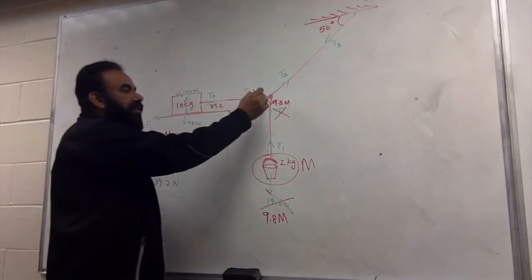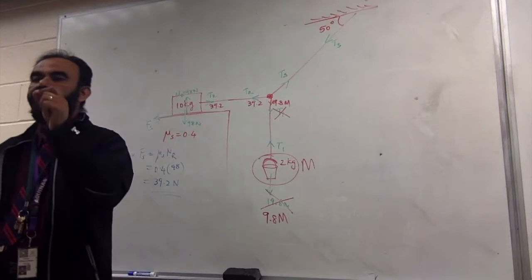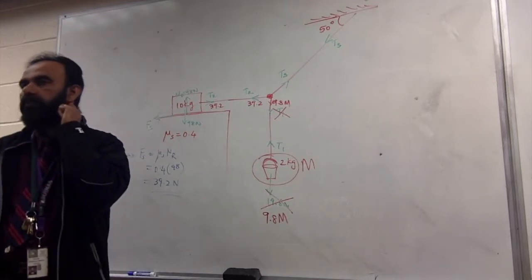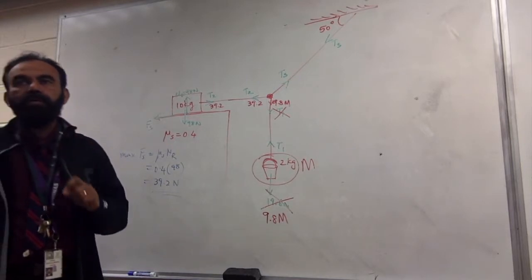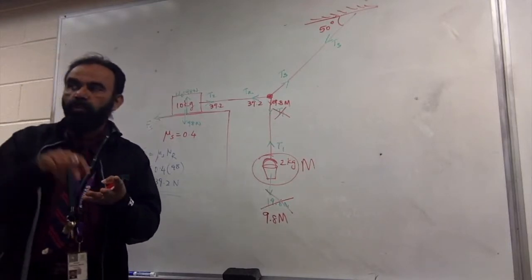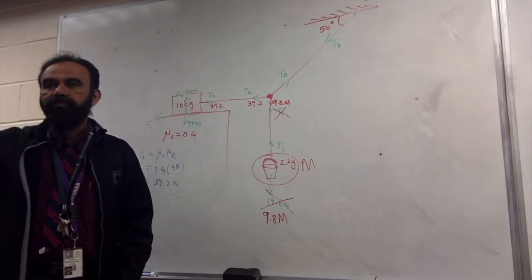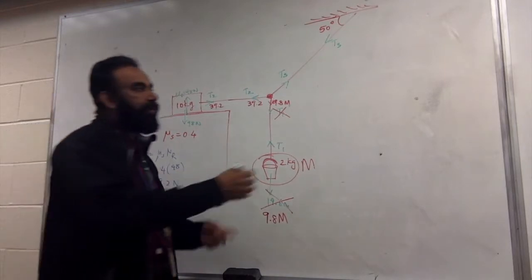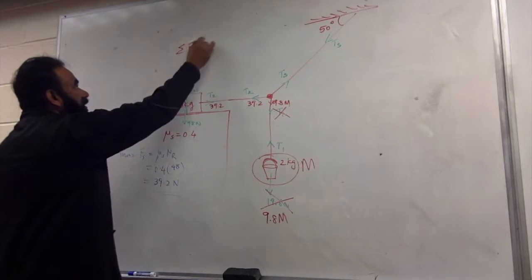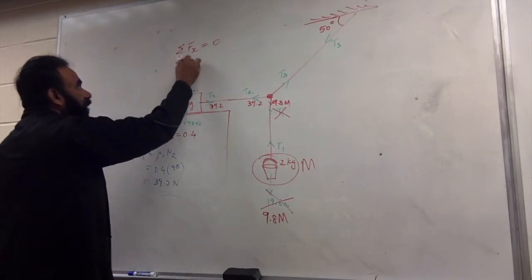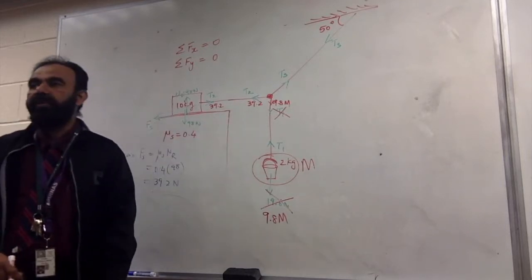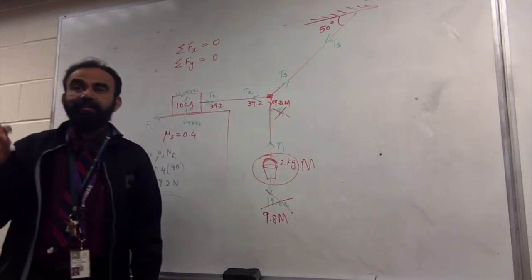We're going to consider this knot to be at rest and in equilibrium. What do you mean by equilibrium? All forces completely cancel. All forces in the x direction must be equal to 0. All forces in the y direction must also be equal to 0. So net force in the x direction must equal 0, and net force in the y direction must equal 0, because this knot is not moving and is in static equilibrium.